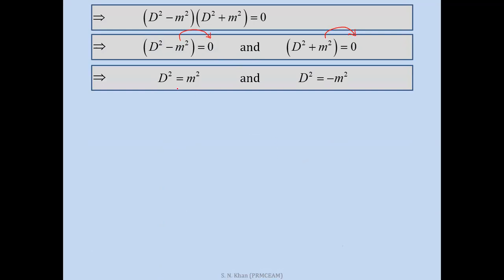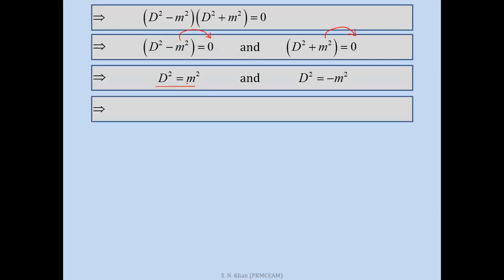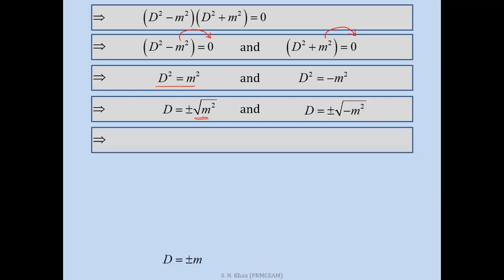Now, again, come back to the first equation. First equation is D^2 = m^2, which means D = ± root of m^2. And second equation, D^2 = -m^2, means D = ± root of -m^2. Okay. Now, in the first equation, root of m^2 will be just m. So D = ±m.